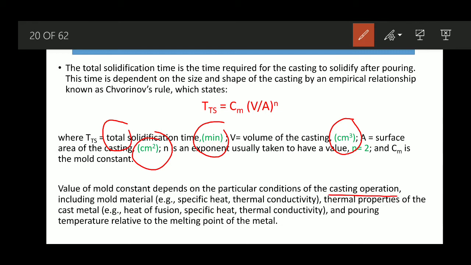Like the mold material also it is dependent on, because depending on the mold material, the specific heat of it will be different, the thermal conductivity of different metals will be different and all. And about the cast metal also, similar is the case here. Thermal conductivity will be different, what is the heat of fusion that takes place inside, so based on that it is different. But it is a constant for a particular casting.